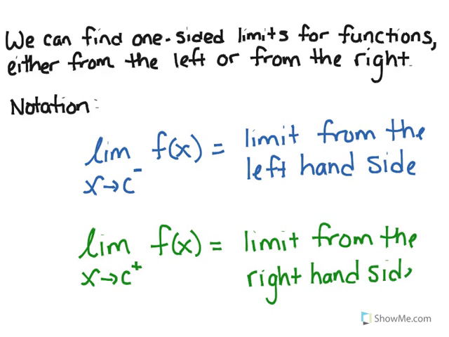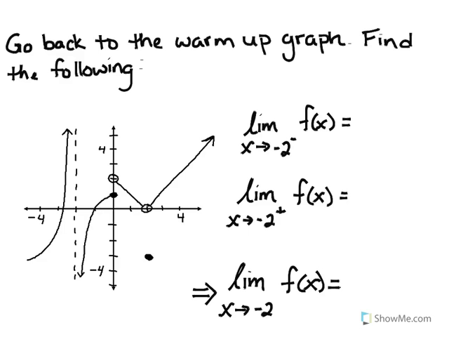And like I said before, for the purpose of this class, we will always be able to find a left or right-hand limit. So now the question is, how do we do that? Once again, we're going to take a look at the graph from the warm-up. We're going to focus on x being negative 2. Now keep in mind, x being negative 2 was this asymptote right here. So we're focusing on that x value.